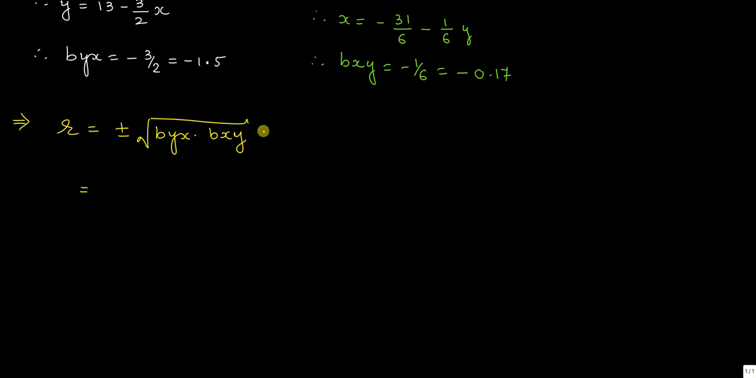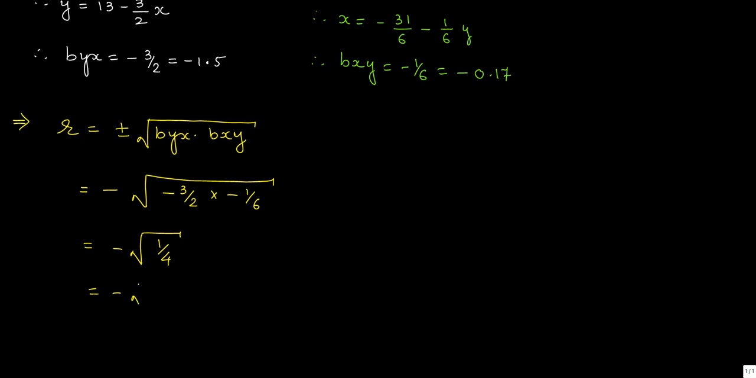So r is equal to plus minus the square root, and we have to consider the sign. Both regression coefficients are negative, so r is negative. Under the root of minus 3 by 2 multiplied by minus 1 by 6, minus times minus is plus, so it is minus the square root of 1 by 4, which is 0.25. The square root of 0.25 is 0.5. So r is equal to minus 0.5.